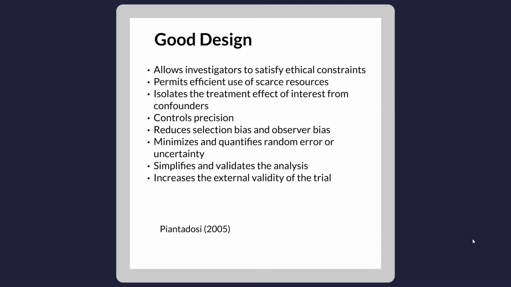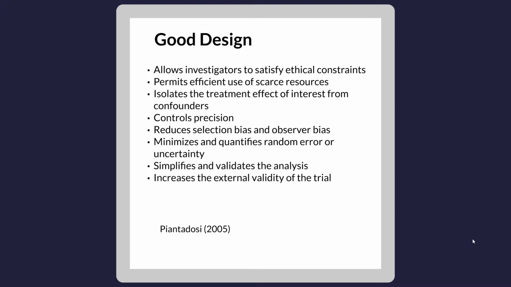Good design will control your precision. It will reduce your selection bias and your observer bias, 2 of the most common types of biases that we see. Good design will minimize and quantify random error or uncertainty. So random error is just that. It's random. It's not controllable. But with good design, you can minimize the impact and assess that impact of random error or uncertainty. Again, you have to do that with good design. You cannot, on the back end of a study after the data has been collected, statistically address your biases or your random error.